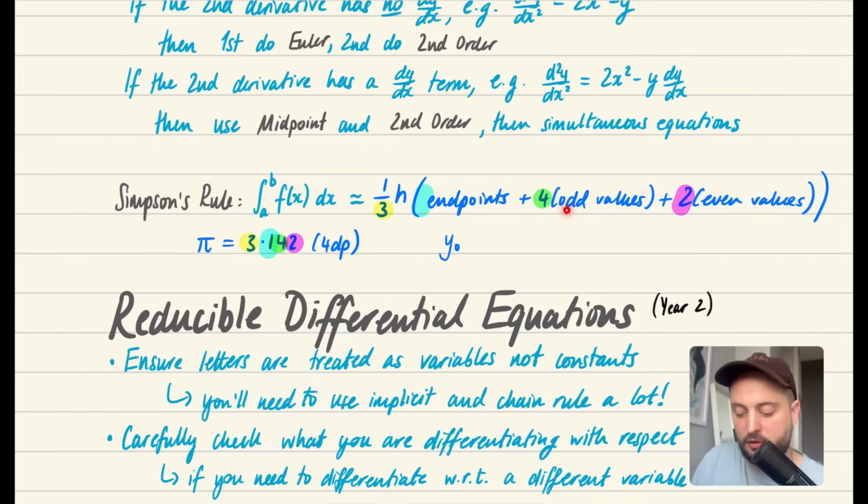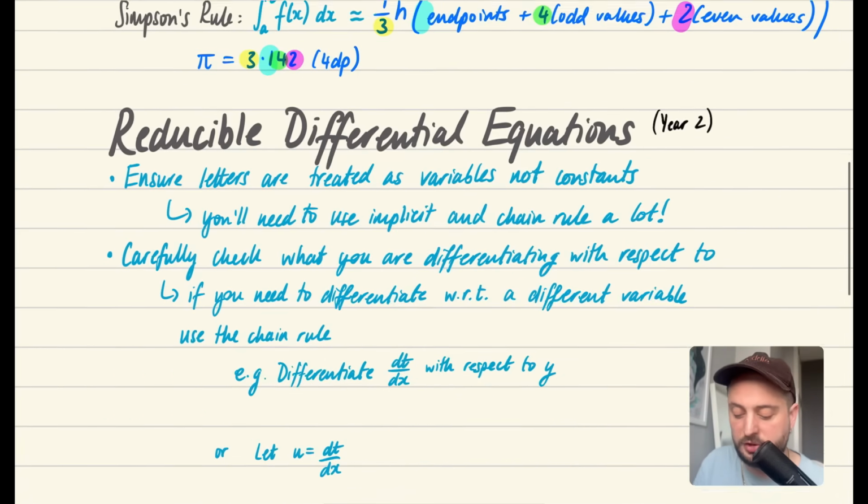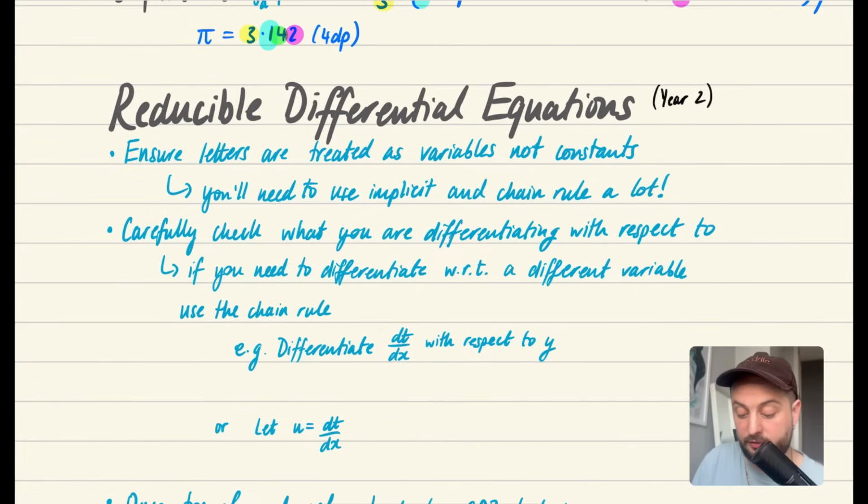So the odd values are like 1, 3, 5, 7, and the even values are the ones that are in between all of that as well. Again, it will make more sense if you look back at the notes and see it with an example. So we're on to the last part here, which again is quite a wordy part for me to explain.